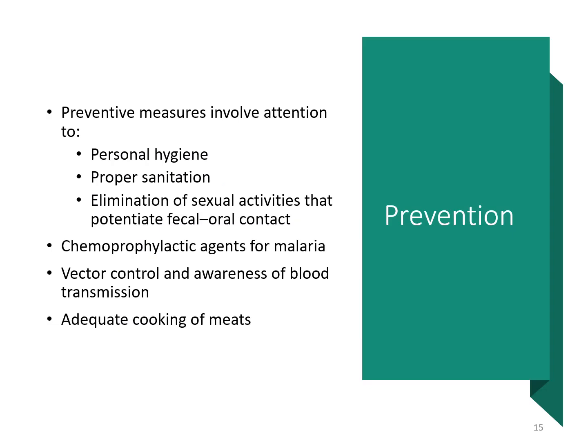So there are some preventative measures that can be taken to prevent parasitic organisms. This would include personal hygiene, proper sanitation, and avoiding sexual activities that could cross-contaminate with contaminated fecal matter. There are preventative measures for malaria, so a lot of the military get these, or people that are going overseas on mission trips will take chemoprophylactic agents for malaria.